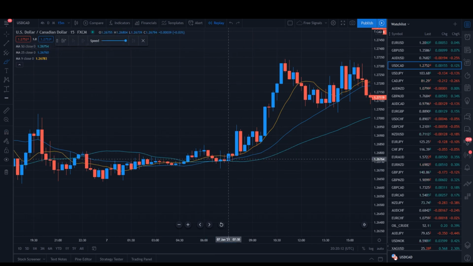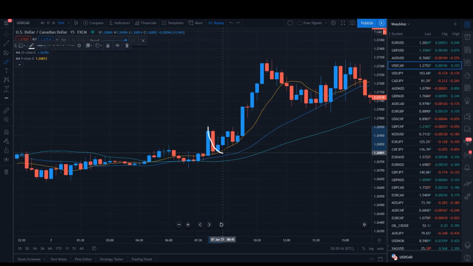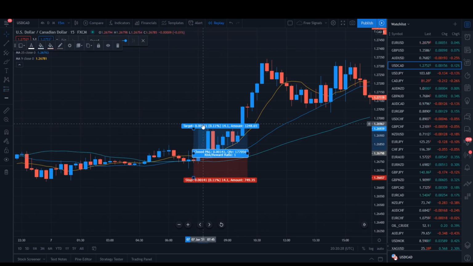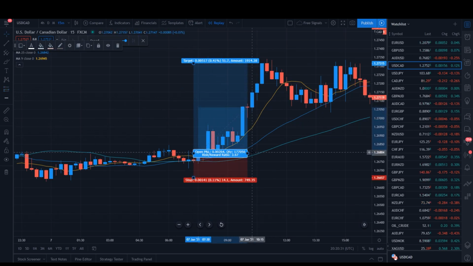I entered somewhere around here. Once I saw this bullish engulfing candle, I was confident in this trade. So I saw this little consolidation area. Once it broke out, I thought, okay, I'm going to run this trade as much as I can. So as you can see, long position, we ran this trade as long as we could, 51 pips.